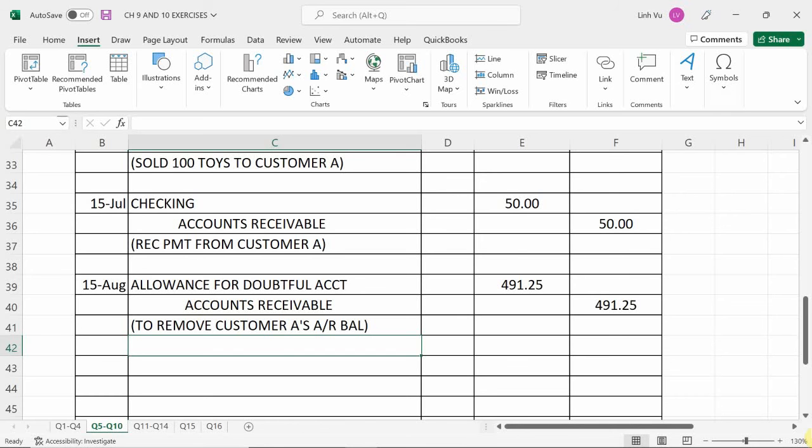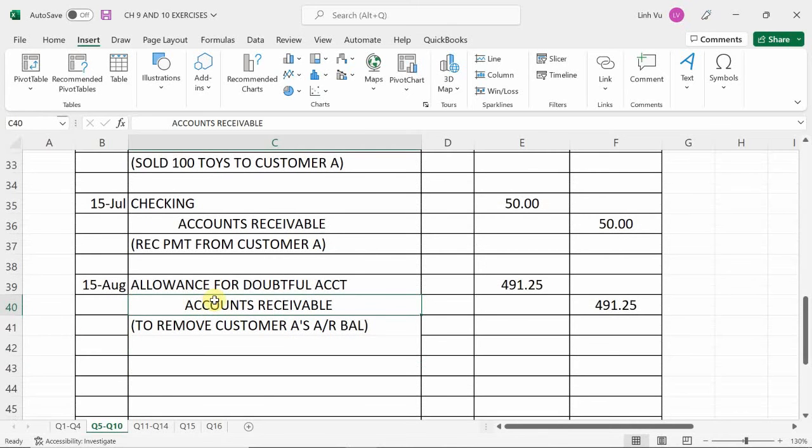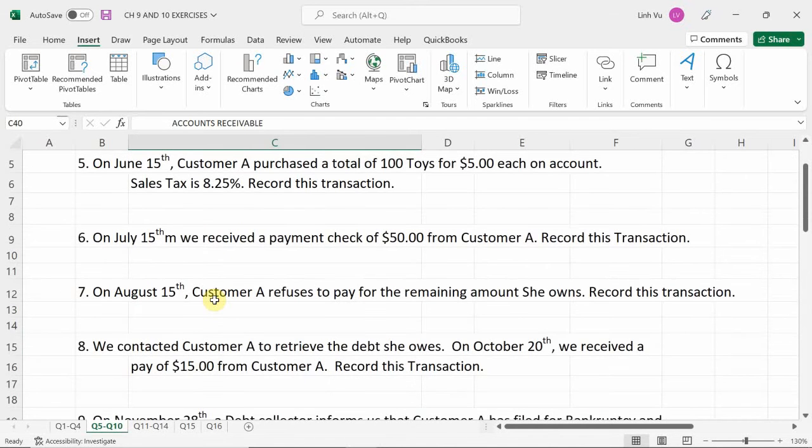Our main focus is, what do we do when this person chooses not to pay? Okay, so there you go. We record it as an allowance. We put it in a placeholder account to temporarily freeze their account. Okay.